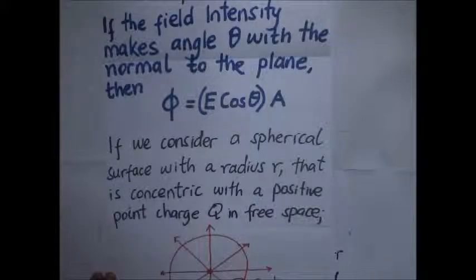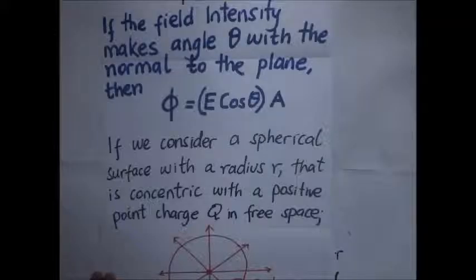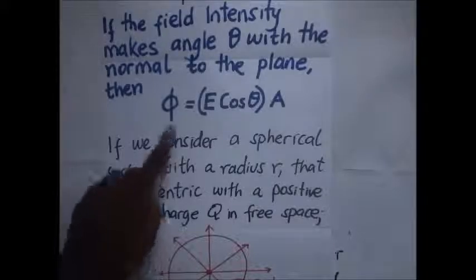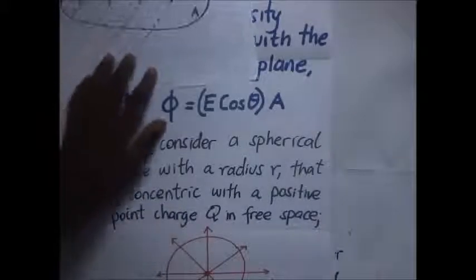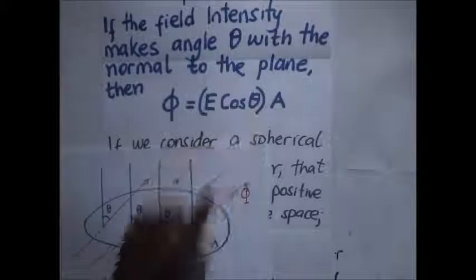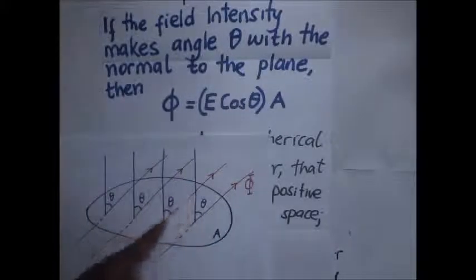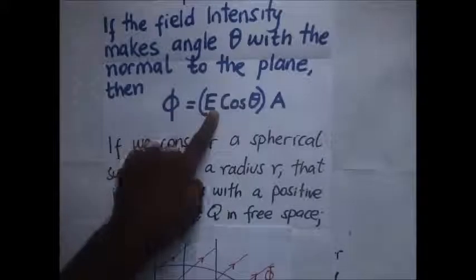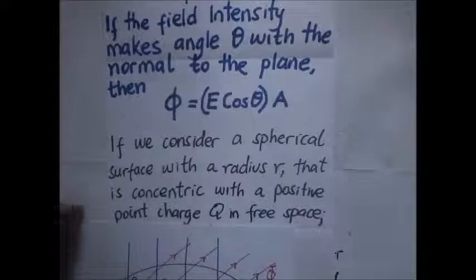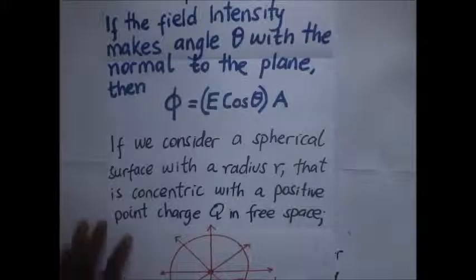If the field intensity makes an angle theta with the normal to the plane, then the electric field flux is going to be resolved to the normal. Like we are seeing here, it's going to be E cos theta times A. The cosine of theta is the resolution of these field lines to the normal. So it's going to be E cos theta times the area. It's more or less like previous.